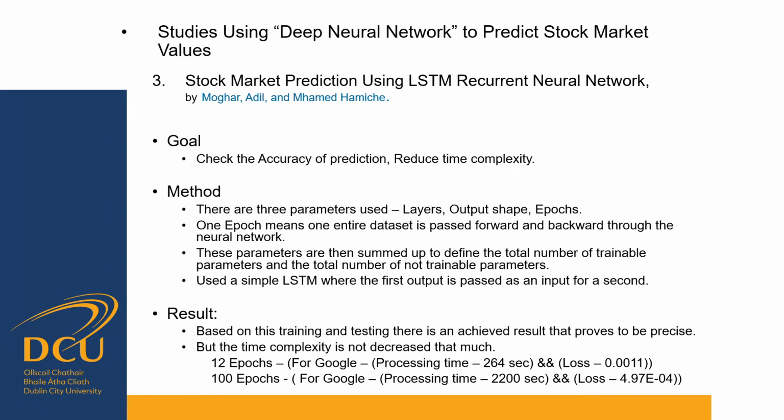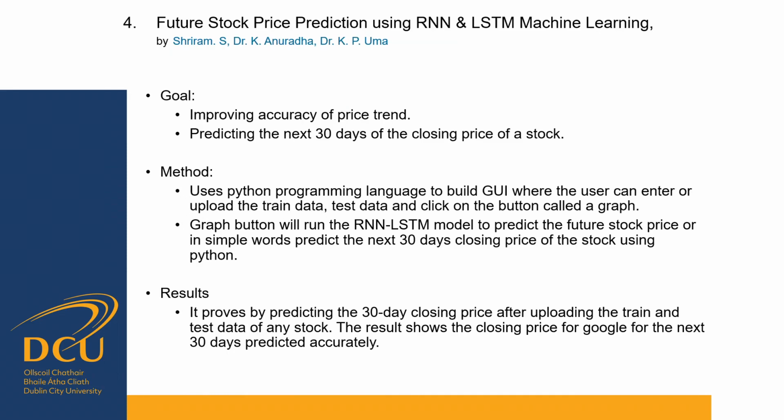As a result, the researcher has found that this model is a powerful and precise prediction model, but the time complexity is not decreased that much. As you can see, 12 epochs are processed in 64 seconds and 100 epochs are processed in 2200 seconds. For the last paper, we have used stock market prediction using RNN LSTM paper.